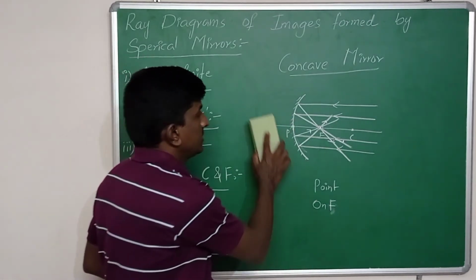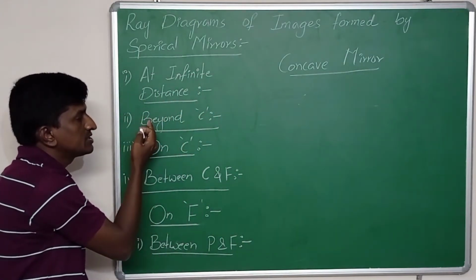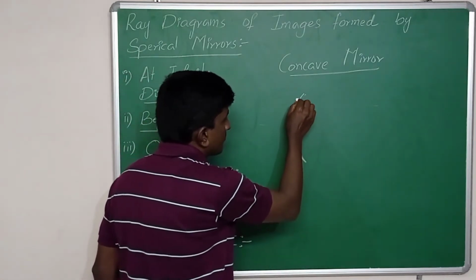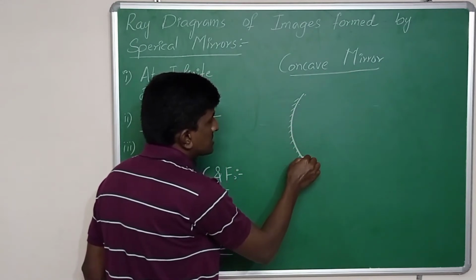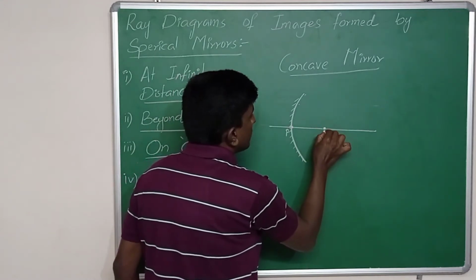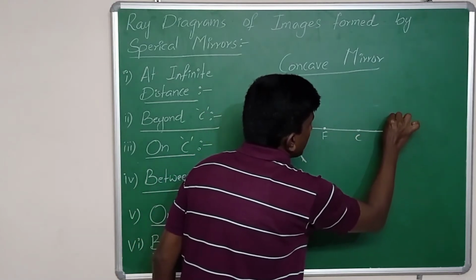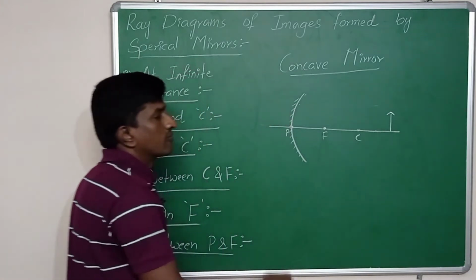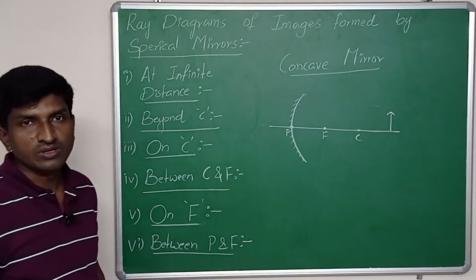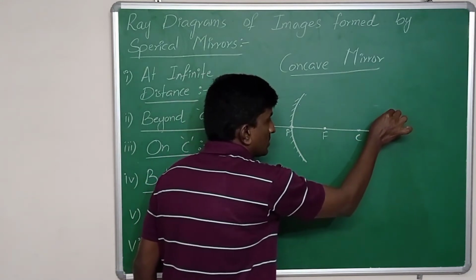Now let us draw the ray diagram of the object which is placed beyond C. This is the concave mirror. Beyond C means after the center of curvature. Here are the pole, focal point and center of curvature. If an object is placed after C, where is the image of that object formed, and how is the image? Here I am taking two light rays to draw the ray diagram.